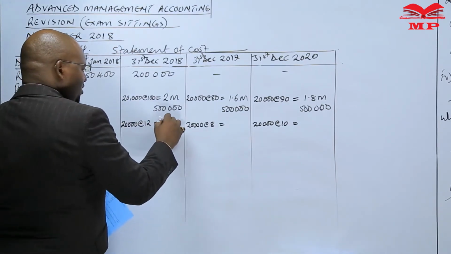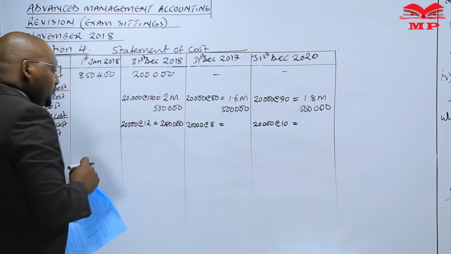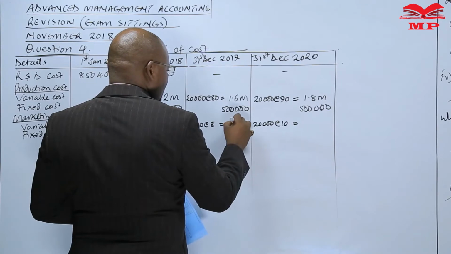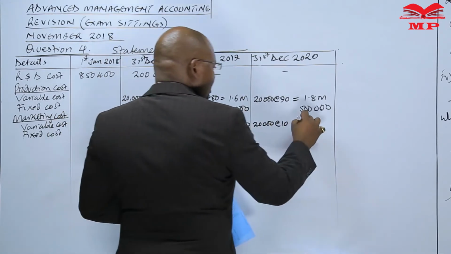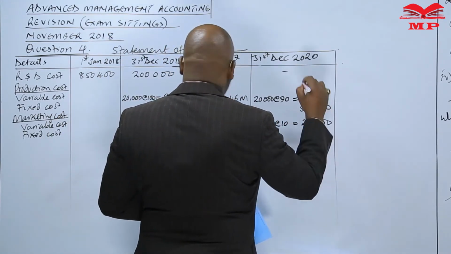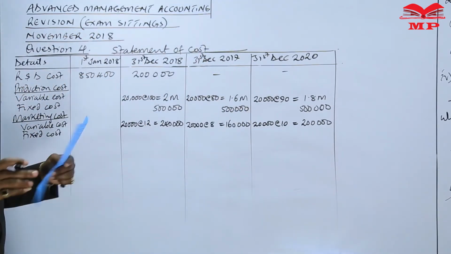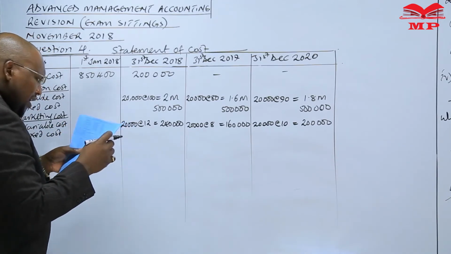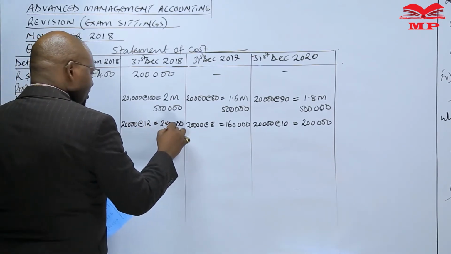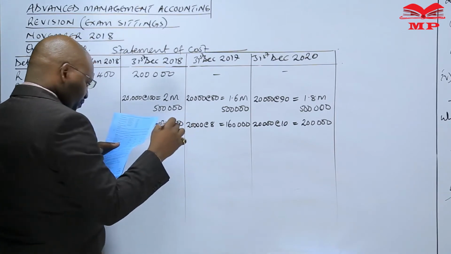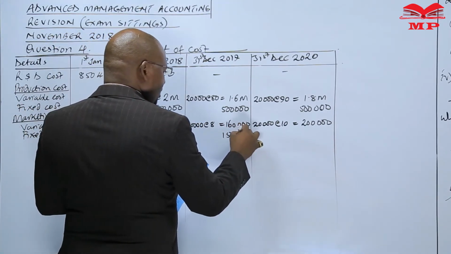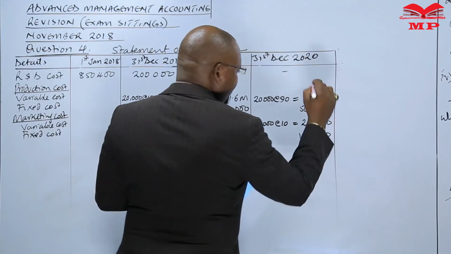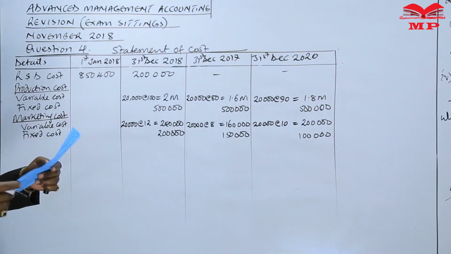So the amounts we get will be 240,000, 160,000, and 200,000. That's it. And then we come to the fixed cost: 200,000 here, 200,000, 150,000, and you have 100,000, 100,000 there. That's all about the marketing cost.